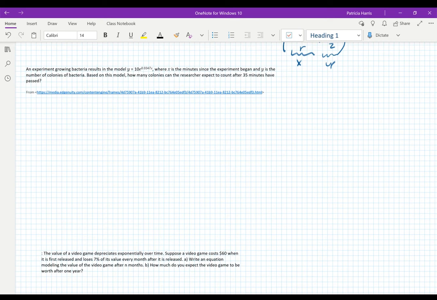Okay, so now we're actually going to solve some word problems. Sometimes you are given an equation, which is very nice. Other times you are not. So we're going to do one where we're actually given the equation and one where we're not.